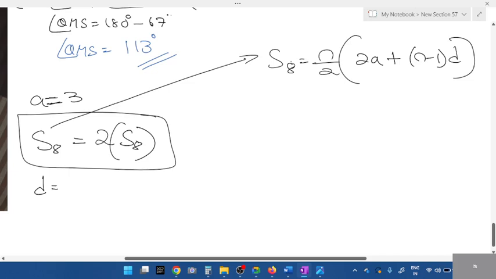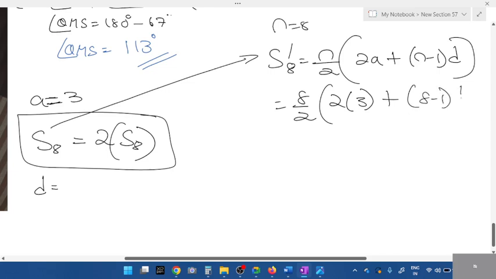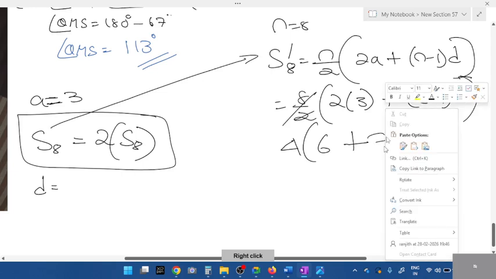First, for n equals 8, what is the calculation? 8 divided by 2, what is the a value? 2 into 3. N value? See, n is equal to 8. S of n is S of 8 value: 8 divided by 2 into 2 times 3, plus 8 minus 1 into d. 2 threes are 6. 8 minus 1 is 7d.